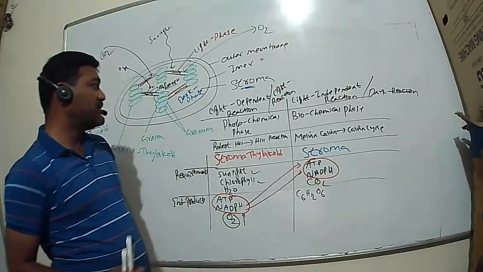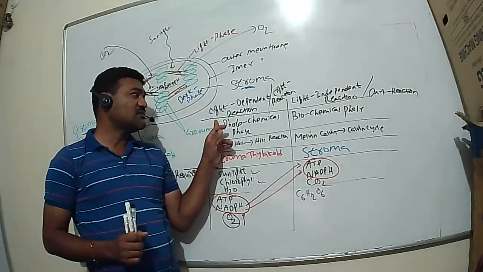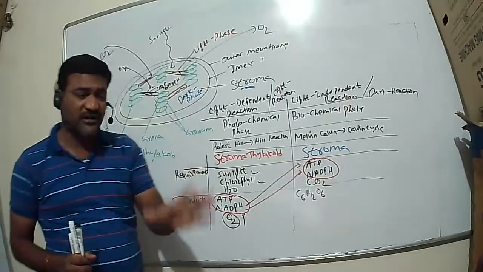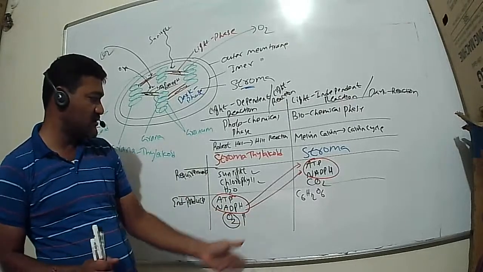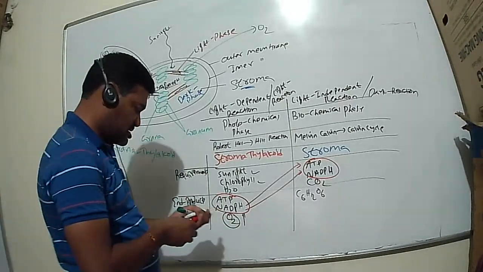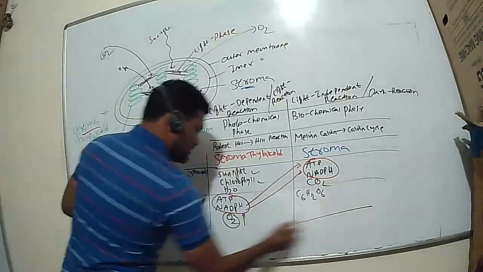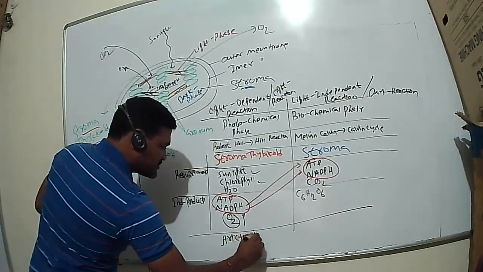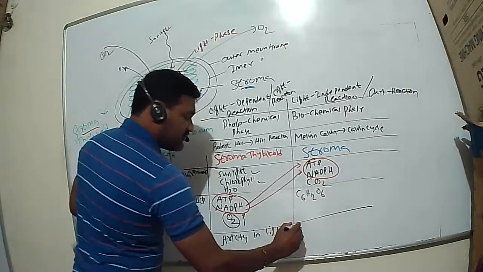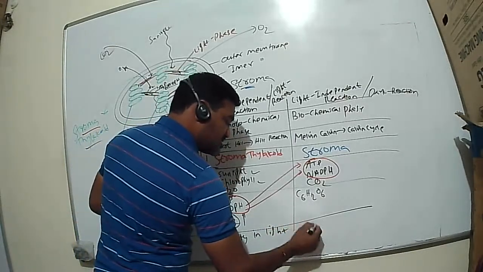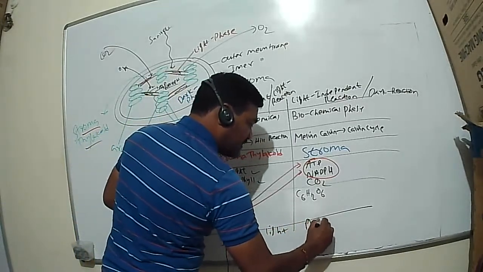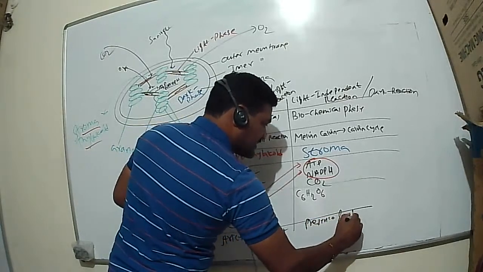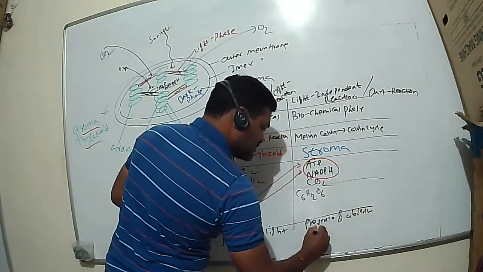But one important thing, light reaction will occur strictly in the presence of light. That's also one difference I have to write here. I forgot, I'll write it here then. Light reaction will strictly occur in the presence of light, strictly in light. But dark reaction can occur in the presence of light and also absence of light.